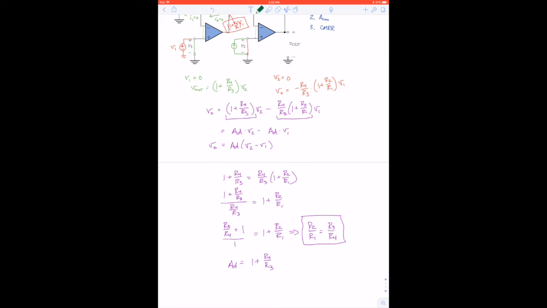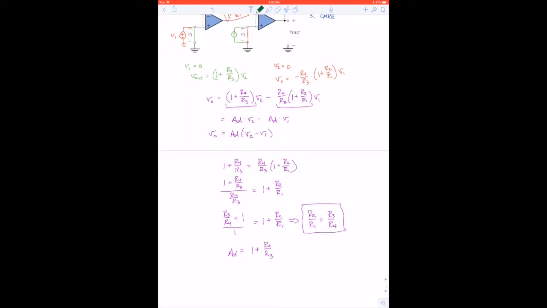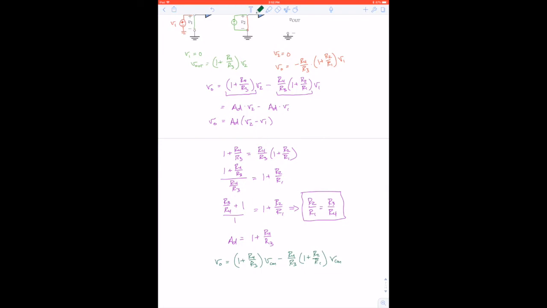is making V1 and V2 equal to each other, because now we will find the overall gain of the circuit for a common mode signal. And so we can write V out is equal to 1 plus R4 over R3 times V2 minus R4 over R3 times 1 plus R2 over R1 times, and then this is of course the common mode. So let me erase this. Instead of V2 and V1, we just have V common mode. Right? So we're applying the same potential at both inputs of this op-amp.